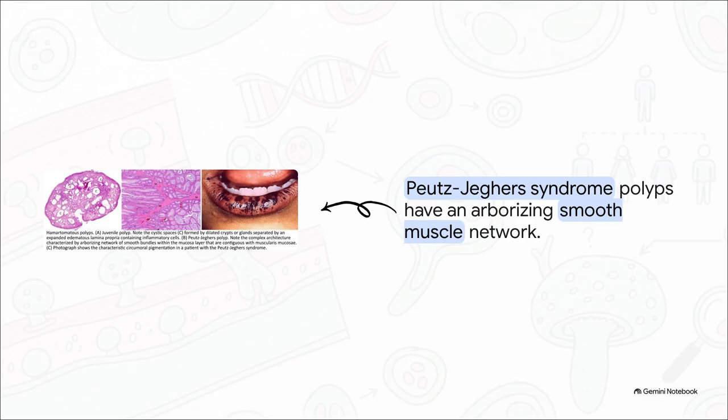Notice how the smooth muscle bundles dissect the lamina propria in this arborizing tree-like network. And whatever you do, don't forget the classic physical exam finding: pigmented blue-gray to brown macules right on the lips, buccal mucosa, and palms.